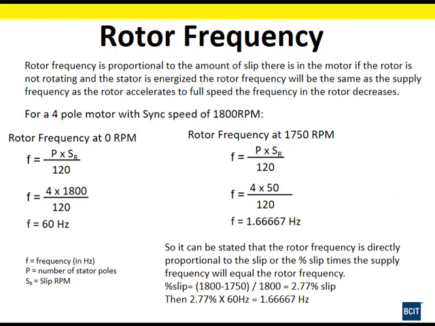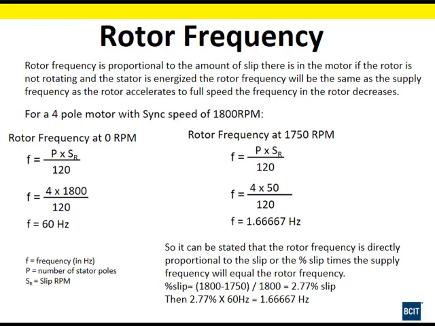Okay, let's put torque on hold for a second and have a look at rotor frequency. Last class and in the last videos, we looked at rotor frequency. Rotor frequency is proportional, as it says here, to the amount of slip in a motor. If the motor is not rotating and the stator is energized, the rotor frequency will be the same as the supply frequency. As the rotor accelerates to full speed, the frequency of the rotor will decrease. So in this example, if we have a 4-pole motor, its synchronous speed is going to be 1800 RPM.